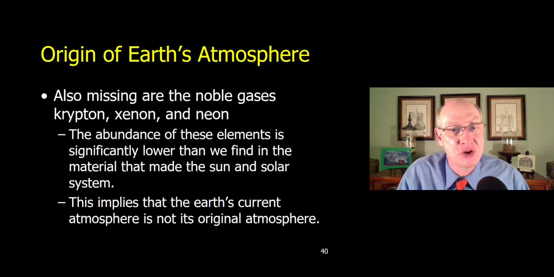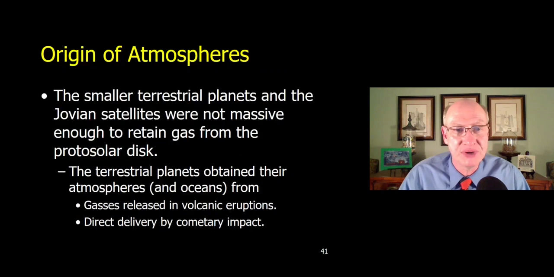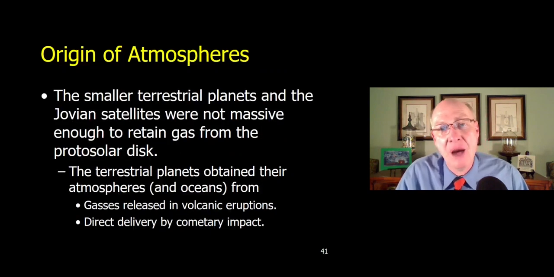And this implies that our current atmosphere is not the original atmosphere, or that the original atmosphere was substantially weaker than our current one. So where does it come from? Where did our atmosphere come from? And actually, before I talk about that, I will say that the smaller terrestrial planets, so all of Mercury, Venus, Mars, and the Jovian satellites were not massive enough to retain any gas from the protosolar disk. So none of the moons of Jupiter and none of the terrestrial planets were massive enough to retain that gas from the protosolar nebula, including the Earth.